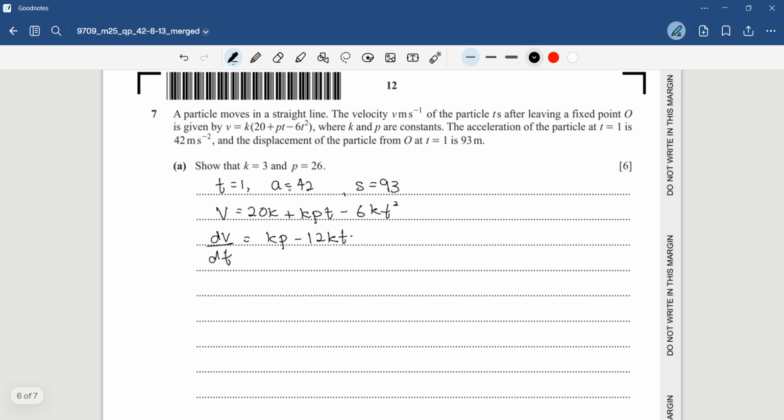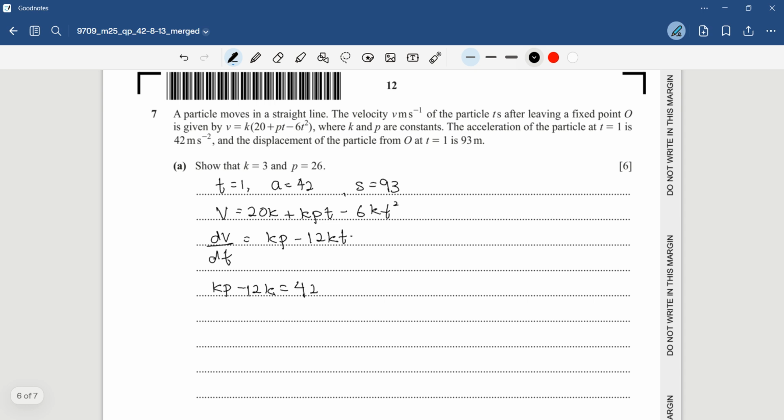So your a is equal to dv over dt. When t equals 1, a equals 42, so it will be kp minus 12k equal to 42.